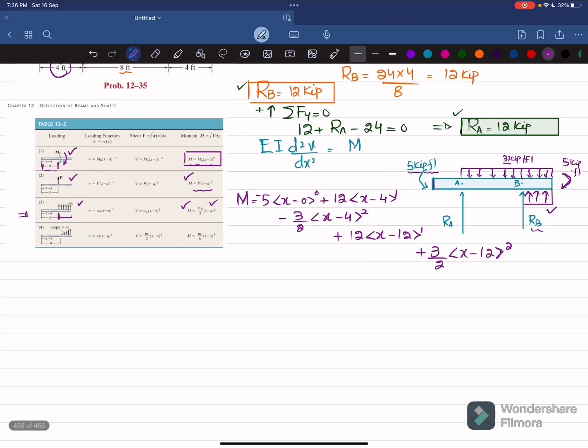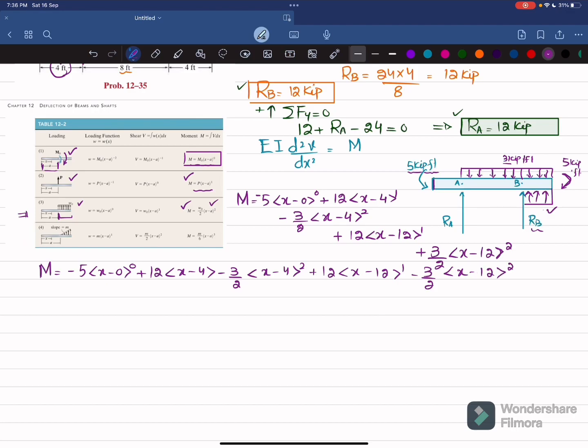Okay. So the moment equation will be like this: minus 5 into x minus 0 power 0, plus 12 into x minus 4, minus 3 divided by 2 into x minus 4 whole square, plus 12 into x minus 12 power 1, minus 3 over 2 into x minus 12 whole square. So this is the main equation. If you have learned this, the next problem solution is very easy.